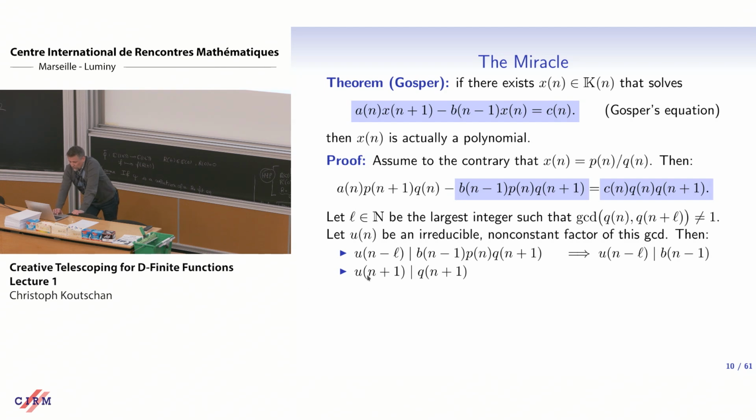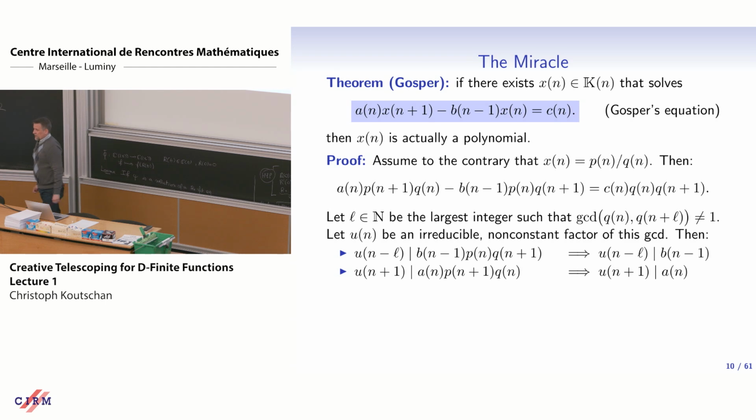Similarly, we look at u of n plus 1. By this condition, u of n plus 1 divides q of n plus 1, which is contained in these two parts. Therefore, u of n plus 1 must also divide this part. And by a similar reasoning, we can argue that, well, u of n plus 1 is not allowed to divide p of n plus 1 and is not allowed to divide q of n, both latter because of this assumption on L, and therefore u of n plus 1 must divide a of n.